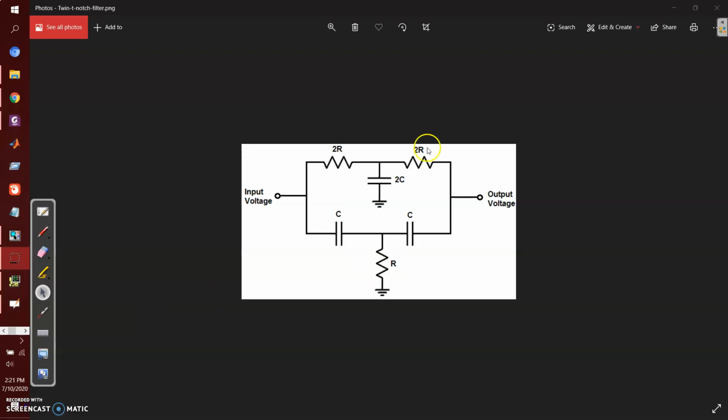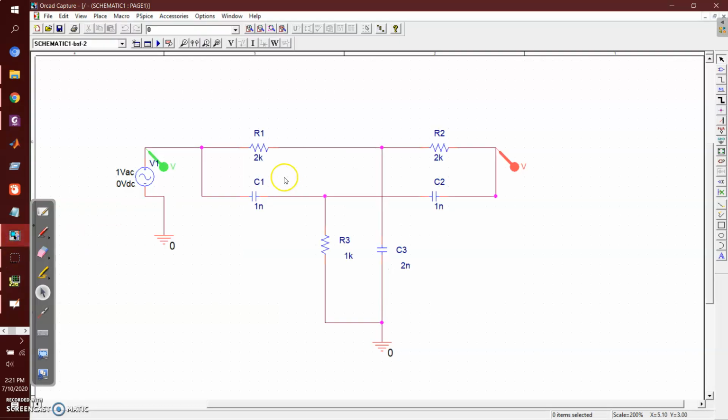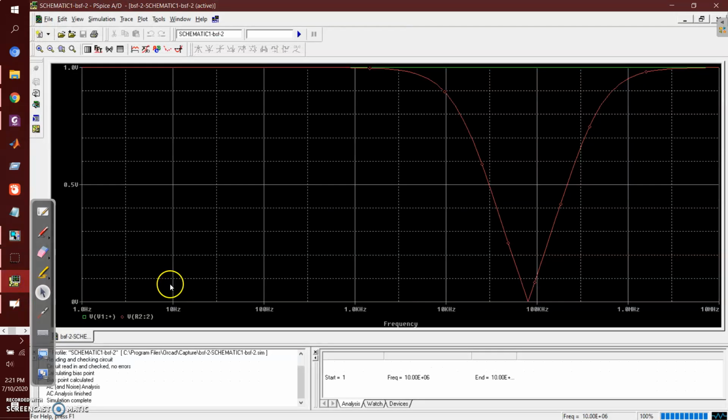Now try to look at this figure. This is the figure of a notch filter. Here you can see there are selected resistance and capacitance values. This is twice R, this is R, this is twice C, this is C. If we design it this way, which we didn't do previously, with twice R as 2K and this as 1K, we'll get a much better response. As you can see, I have a much sharper frequency response.